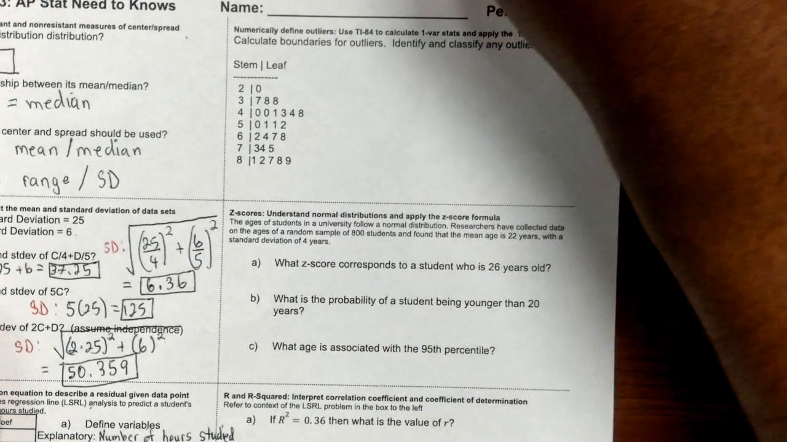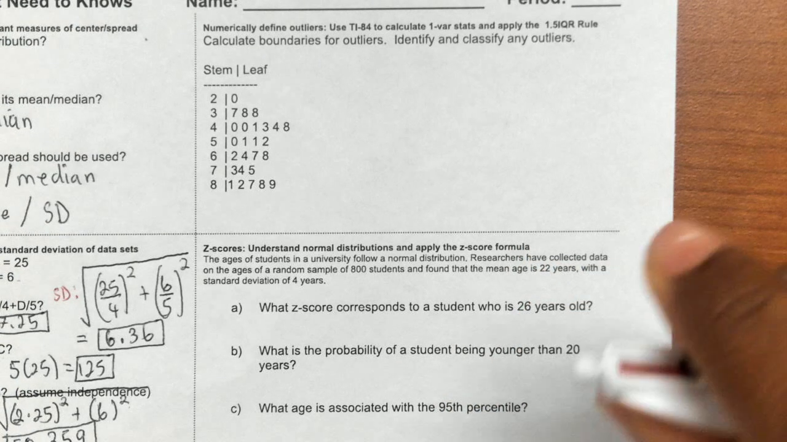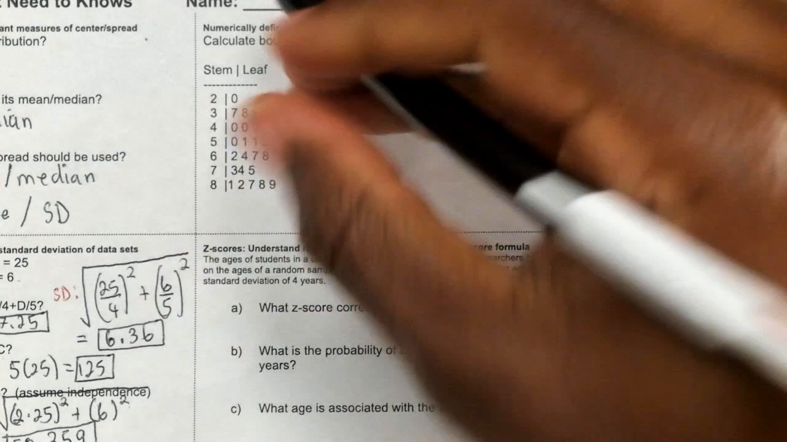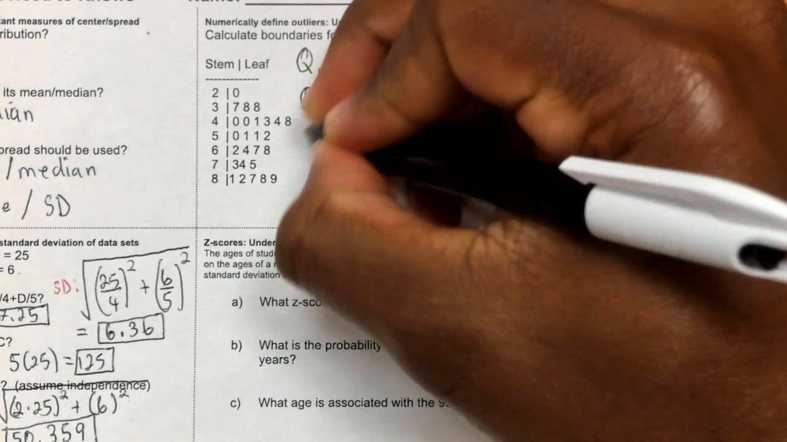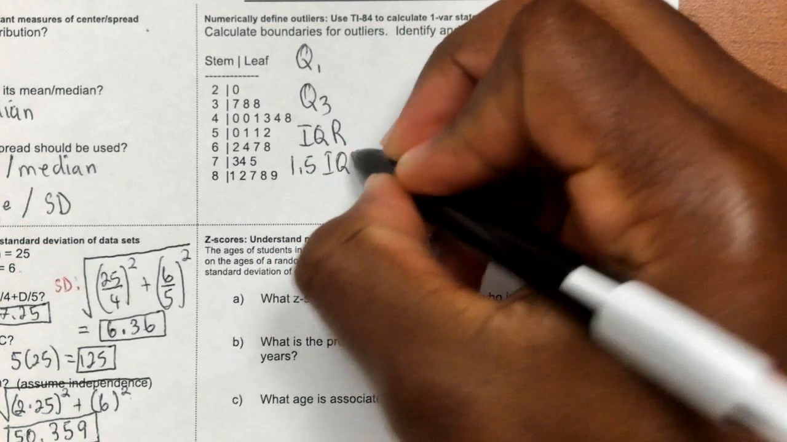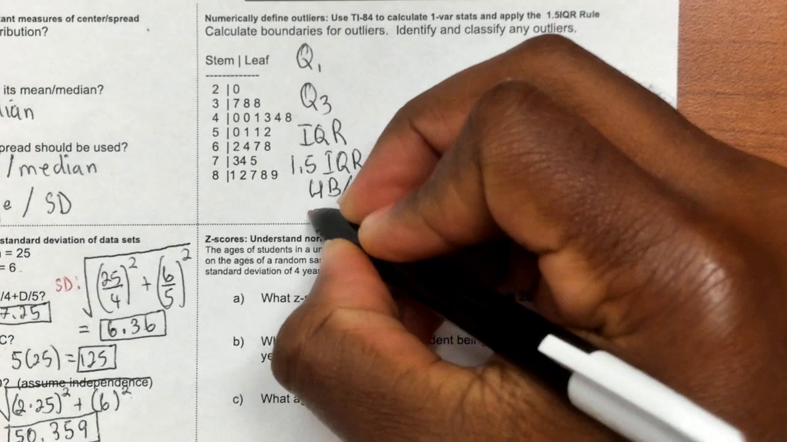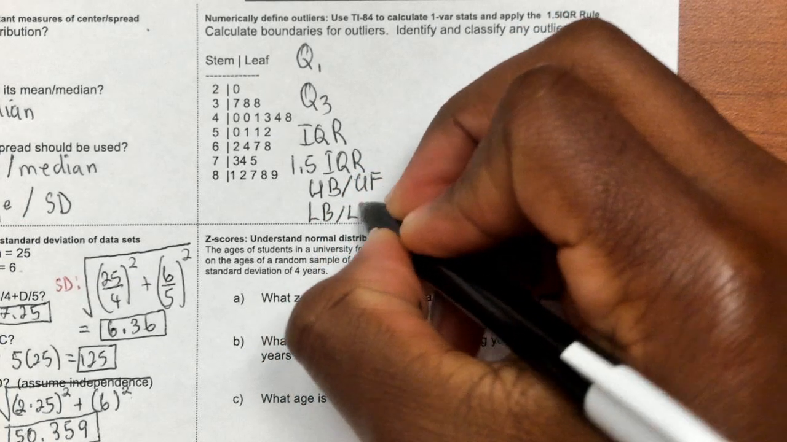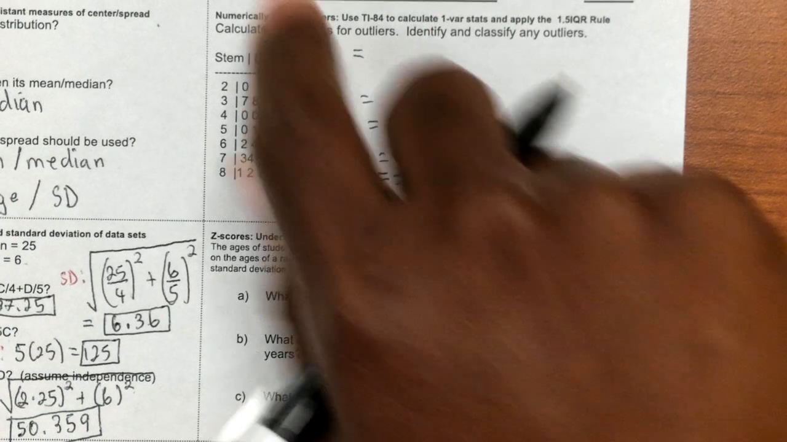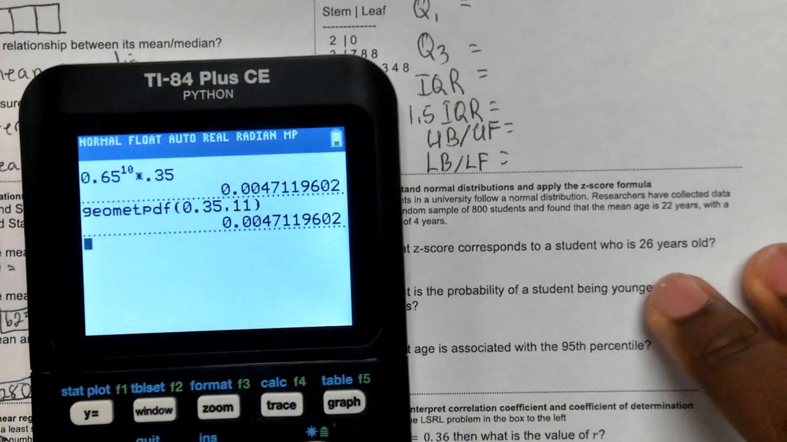For this one, guys, we're trying to evaluate any outliers in a stem and leaf plot. Essentially, I need to do my 1.5 IQR rule. So first I need to identify my quartile 1, quartile 3, then IQR, then 1.5 times my IQR, then my upper bound or upper fence, and then lower bound or lower fence. So let's identify our quartile 1 and quartile 3. You're going to have to put all of these into a list. I actually already did this before.